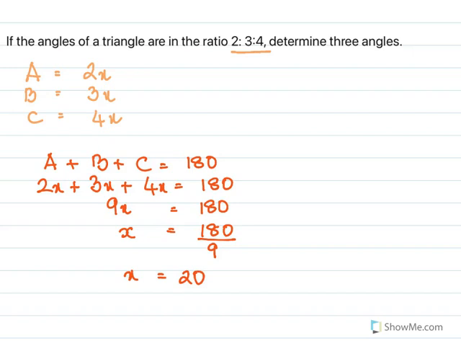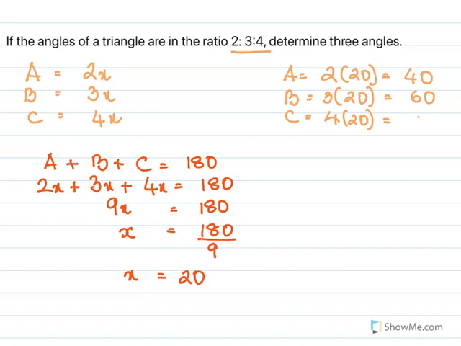So you have got x equal to 20. When you go back to the angles, we know A is 2 into x, means 2 into 20, which is 40. B is 3 into x, so 3 into 20, which is 60. And C is 4 into 20, which is 80.